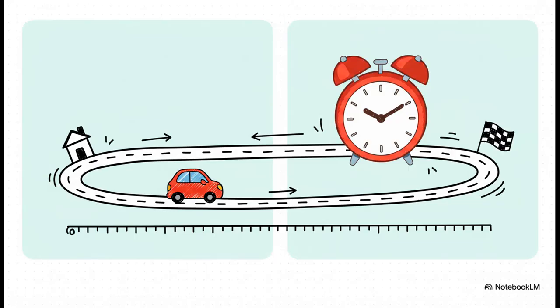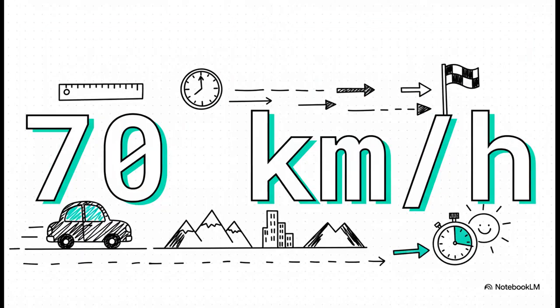So let's use a quick example. Say a car travels 350 kilometers and it takes 5 hours to do it. We have our two key ingredients. We have our distance and we have our time. So what do we do? We divide the distance, 350 kilometers, by the time, 5 hours. And that gives us a speed of 70 kilometers per hour. Simple, elegant, and incredibly useful.